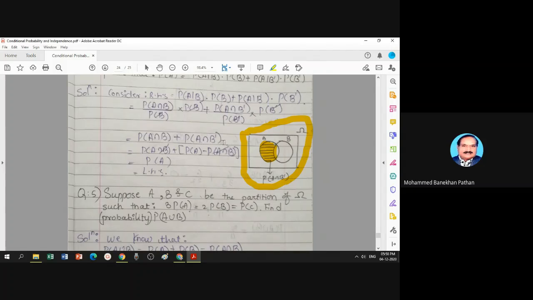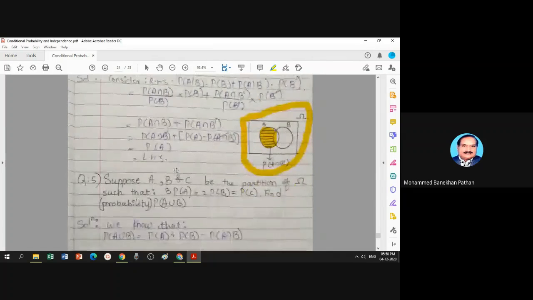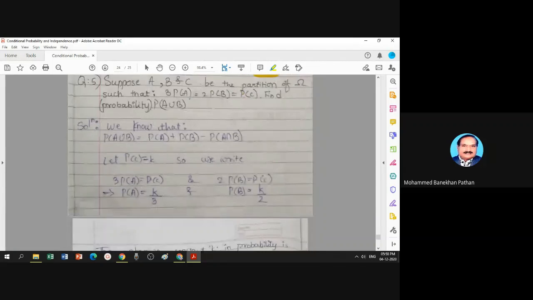I told this before, P of A intersection B dash is written as PA, the complete circle of A, minus the middle part. This intersection cancels with this. So you get P of A, that is the left hand side. Very simple proof. You can solve this question. Before also we tried and we got the answer also.